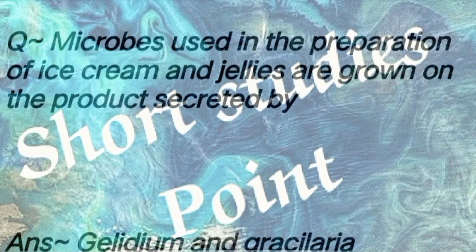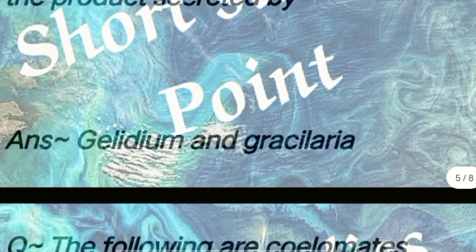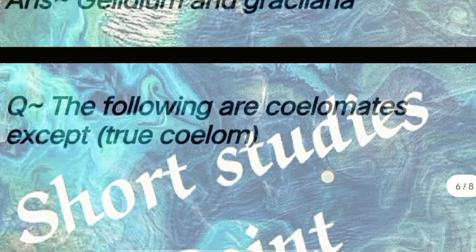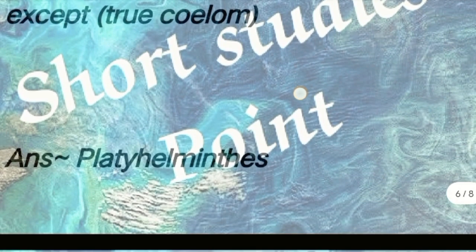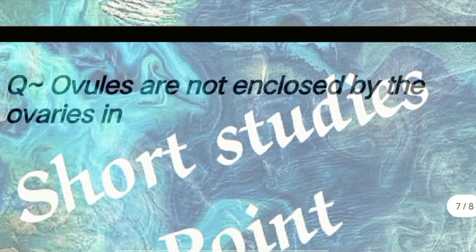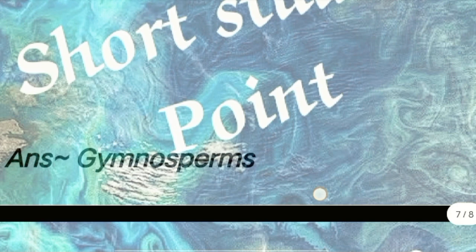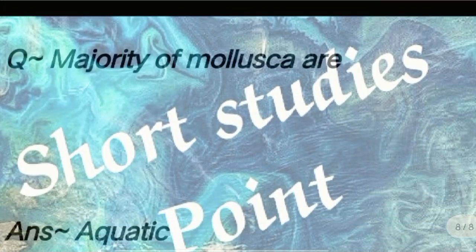Next question: microbes used in the preparation of ice cream and jellies are grown on the product secreted by. Answer: Gelidium and Gracilaria. Next question: the following are coelomates except. Answer: Platyhelminthes. Next question: ovules are not enclosed by the ovaries in. Answer: gymnosperm. Next question: majority of mollusca are.